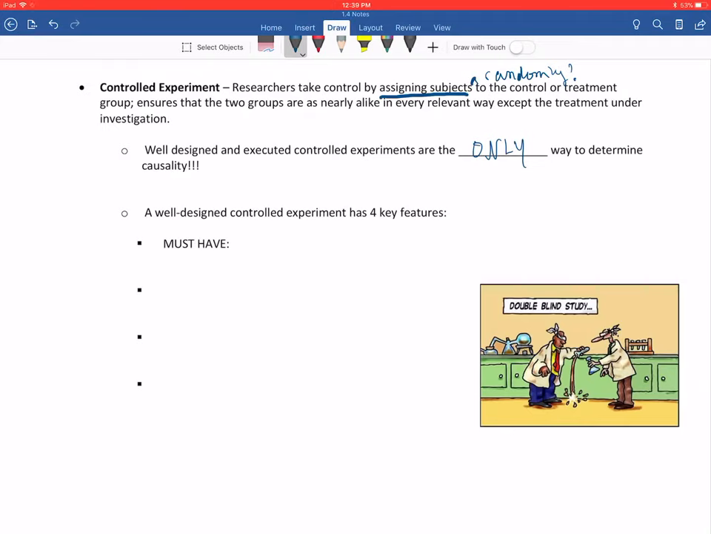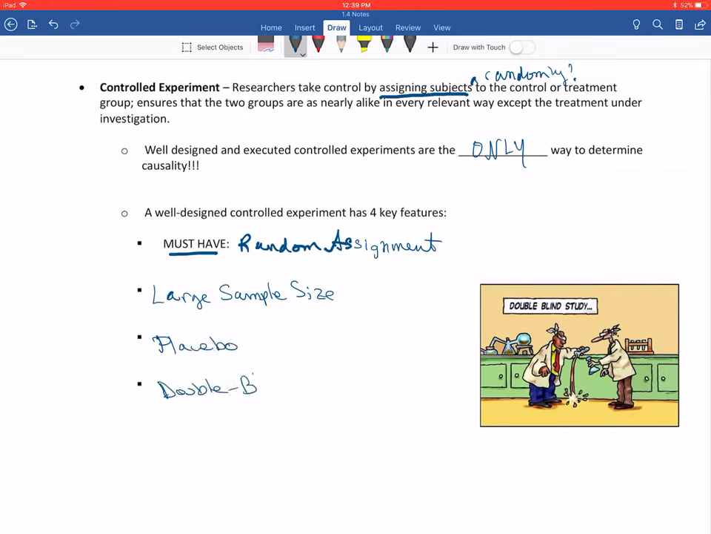A well-designed controlled experiment will have 4 key features. It must have that random assignment. And then if we want it to be a really good controlled experiment, it will have these other features too. It will have a large sample size, a placebo, and it will be double-blind. These two aren't always possible, but if they are, we would like them to be there.